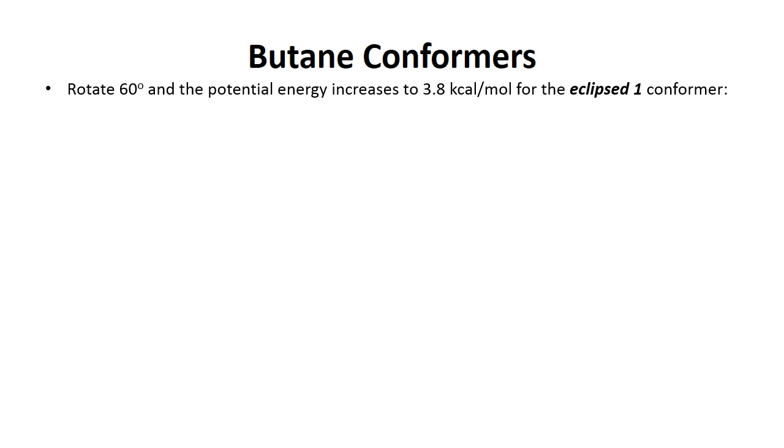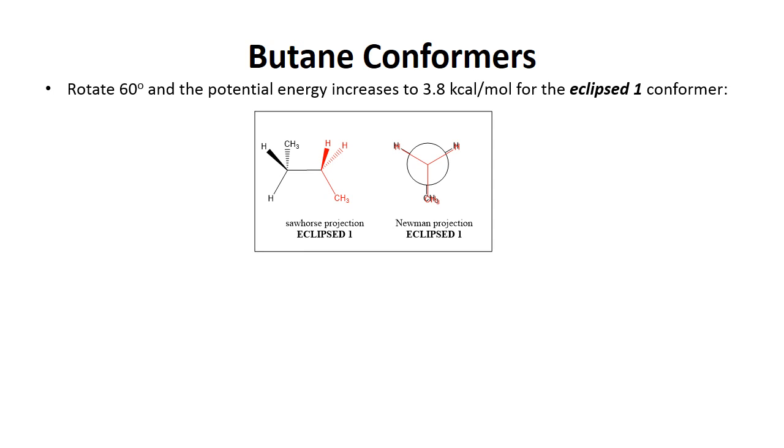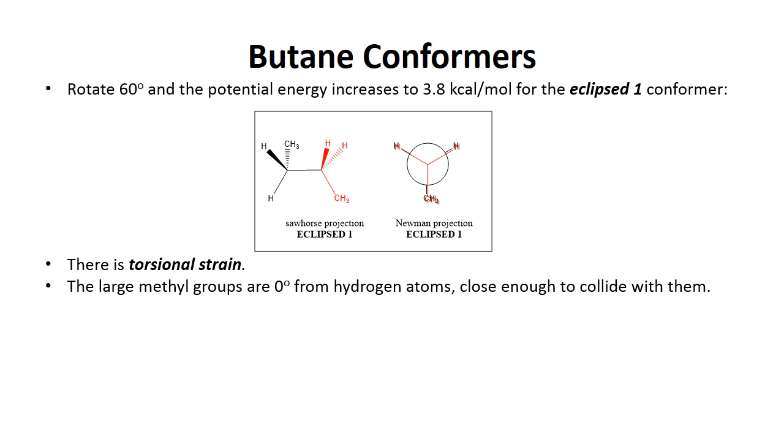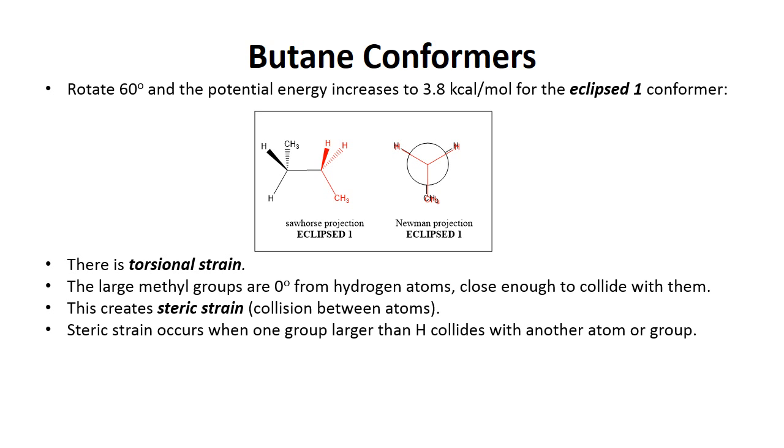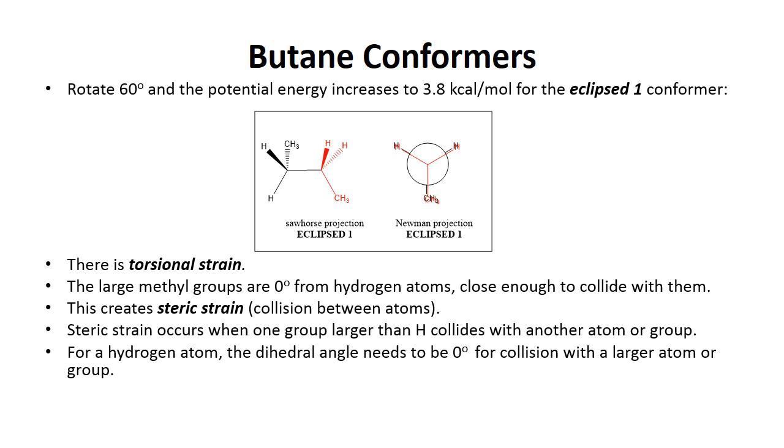Now, if we rotate 60 degrees, the potential energy increases to 3.8 kcal per mole for the eclipsed 1 conformer shown below. There's torsional strain because of bond overlap, and the large methyl groups are 0 degrees from hydrogen atoms, which is close enough to collide with them. This creates steric strain, collision between atoms. Steric strain occurs when one group larger than hydrogen collides with another atom or group. For a hydrogen atom, the dihedral angle needs to be 0 degrees for collision with a larger atom or group.